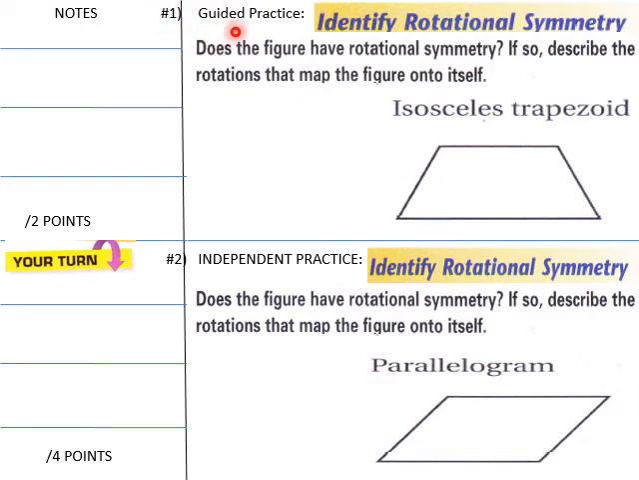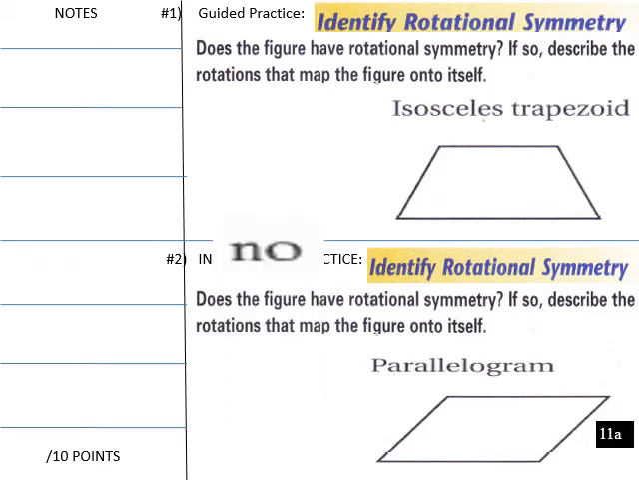So let's go into our first guided practice here. Teachers, give your students 5 minutes. Does the figure have rotational symmetry? Same thing down here, a parallelogram and an isosceles trapezoid. Give your students 5 minutes.